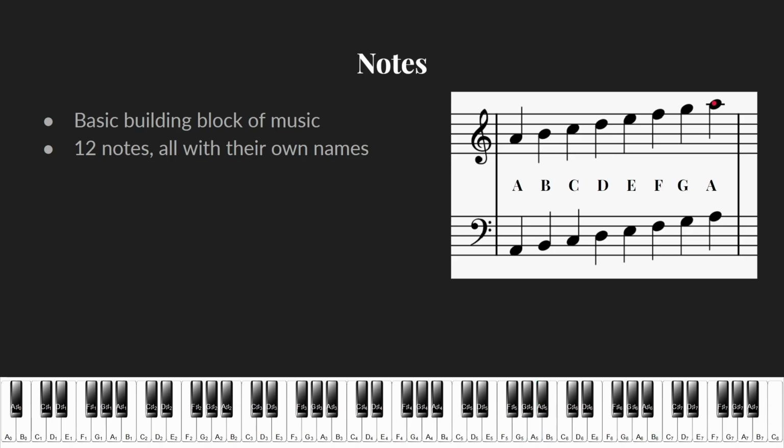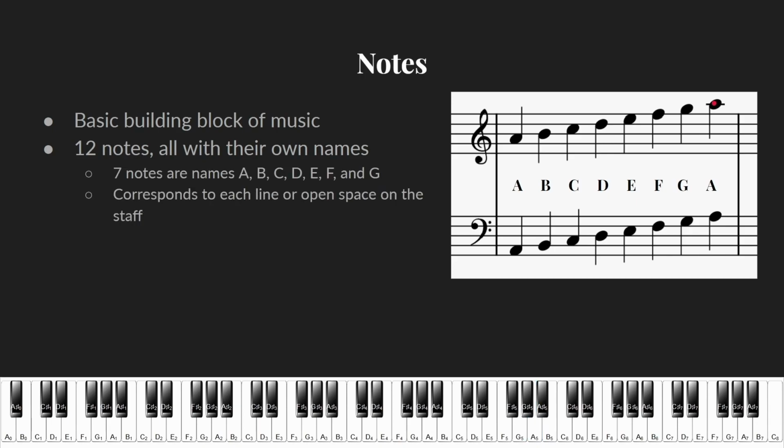So each of these notes corresponds to a line or a space on this staff right here. A takes this open spot, B goes on this middle line, C the next open spot, and so on and so forth. And it's the same thing for the bass clef. But what about the other 5 notes? I said there were 12.